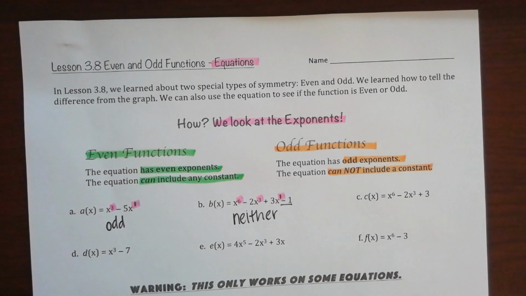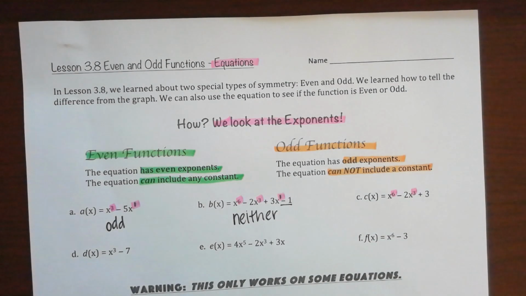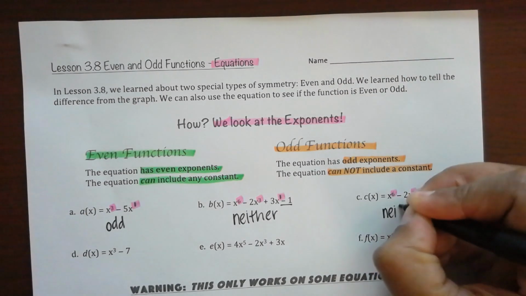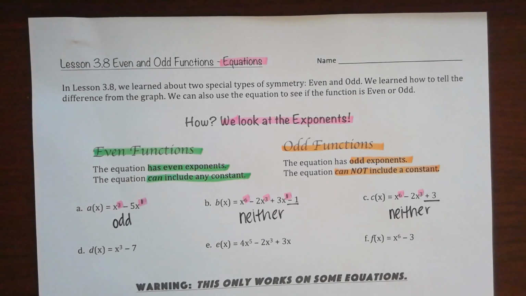Looking at C, if there are no questions. C of x equals x to the 6 minus 2x cubed plus 3. What are my exponents I'm looking at? Do I have a constant? What is it? Perfect. Is this even, odd, or neither? Neither. Why? Because you have an even and an odd exponent plus a constant. If that cube wasn't there, it could have been even. If that 6 and that 3 weren't there, it could have been odd. But since all of them are present, it's neither. Great job. Any questions there?